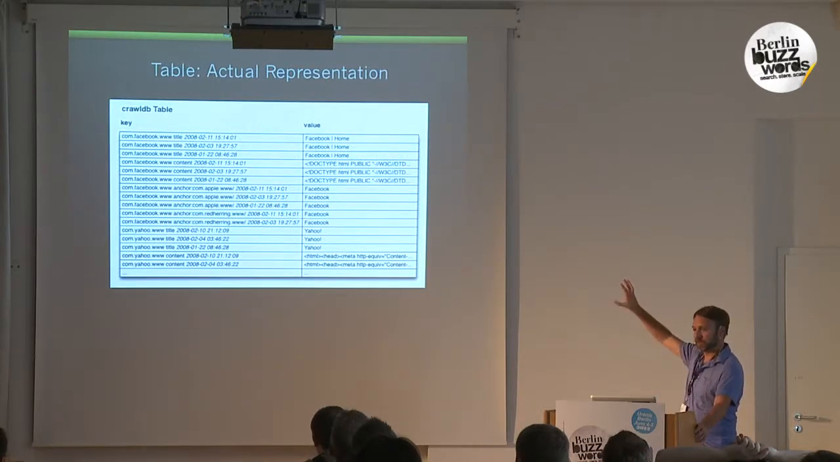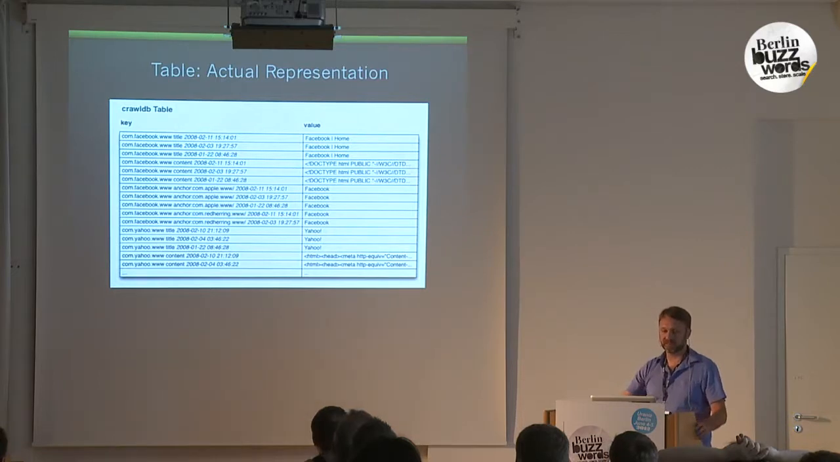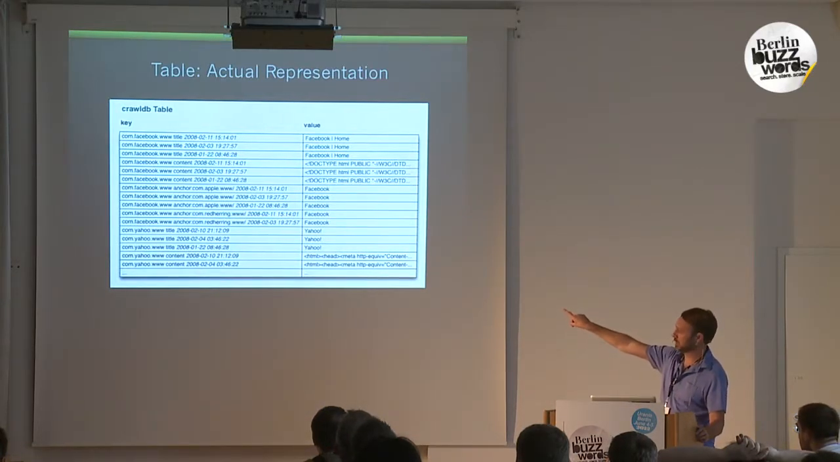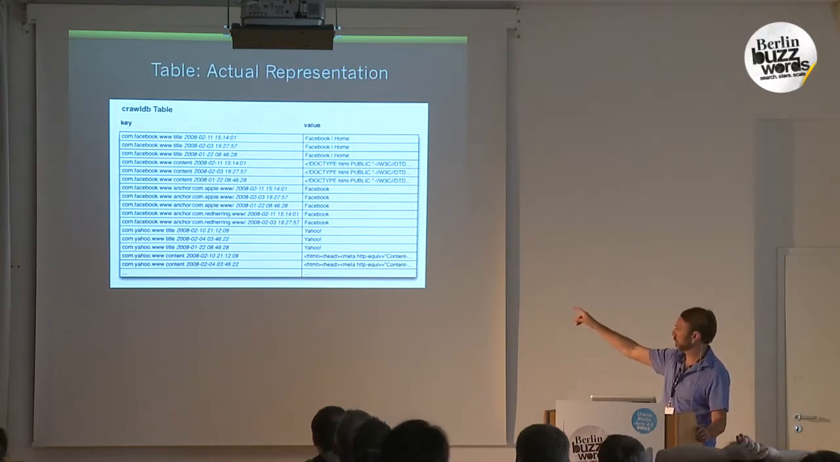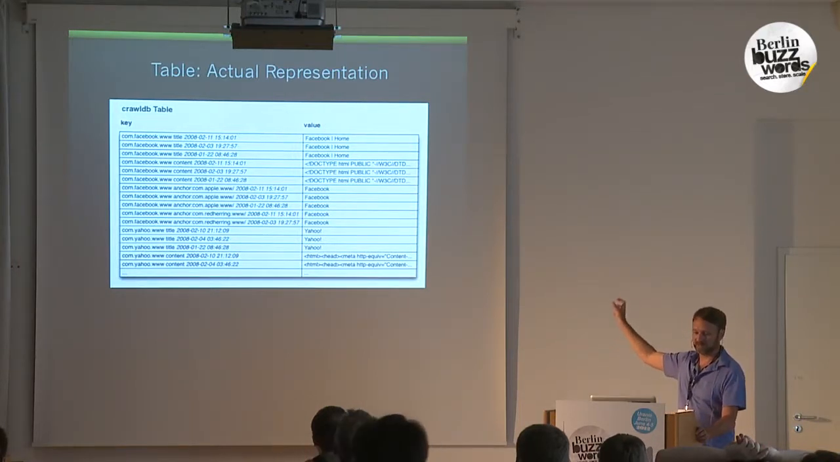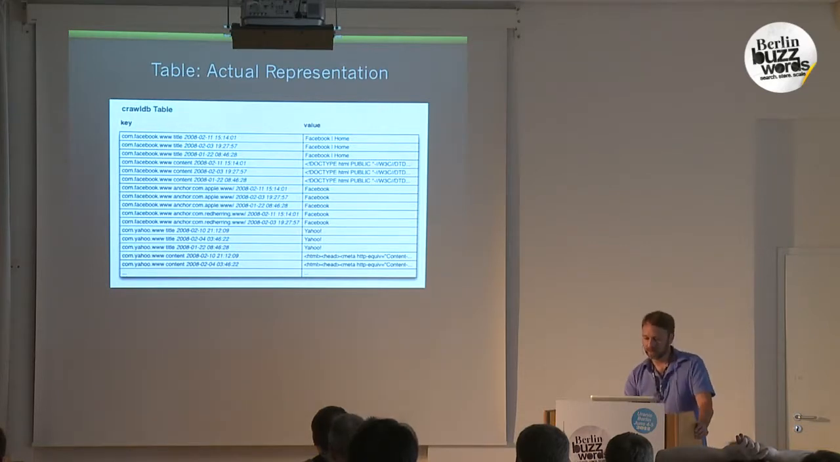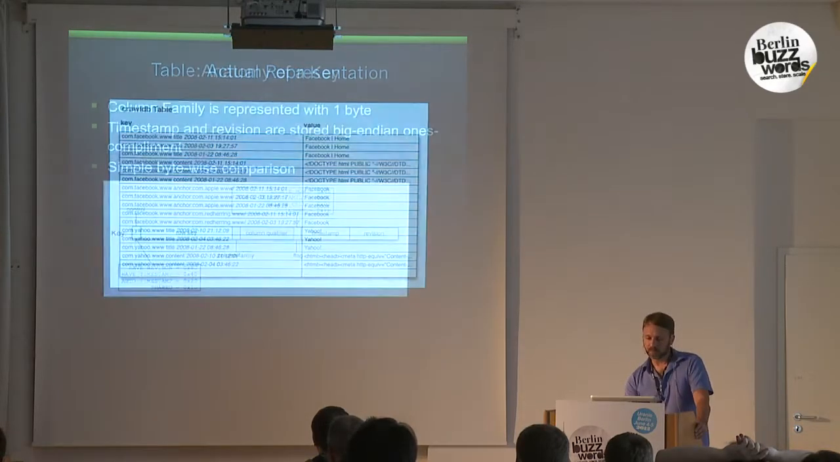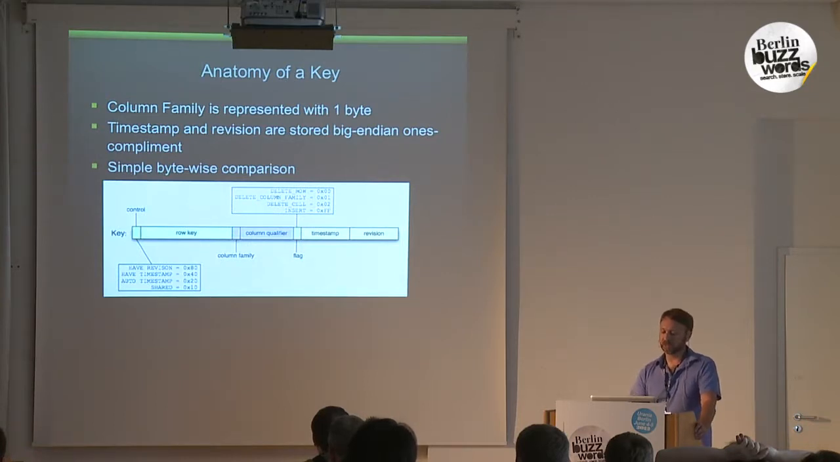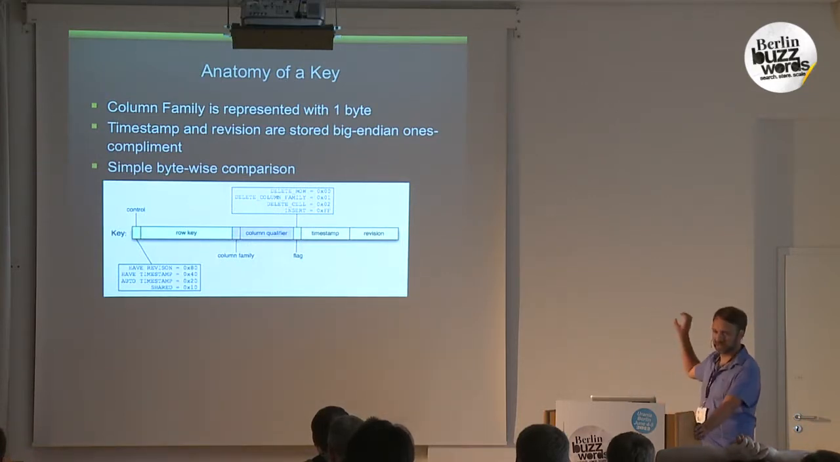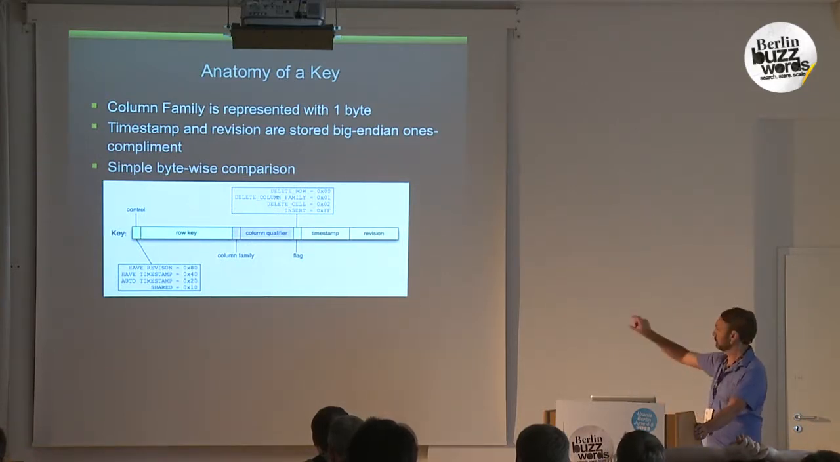Now that multidimensional table structure under the hood just flattens out into a flat list of key-value pairs, where the key is the row key, the column family, the column qualifier, and the timestamp, and the value is just the content of the cell. So here's a more detailed look at the key.